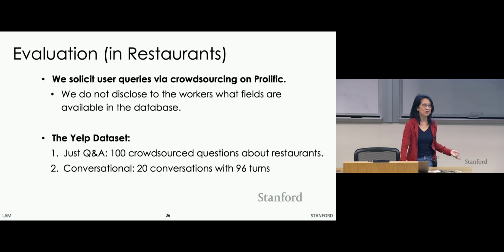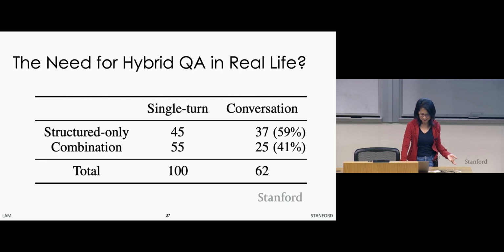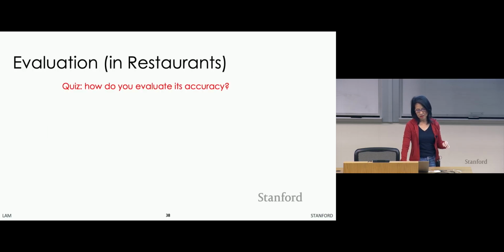Because how are we going to do evaluation? All right. The first thing I want to note is that out of those 100 questions for a single turn, over 50% requires hybrid data. And inside the conversation, 40% is hybrid. So this is a very important functionality. The question now is, how do you do this evaluation?